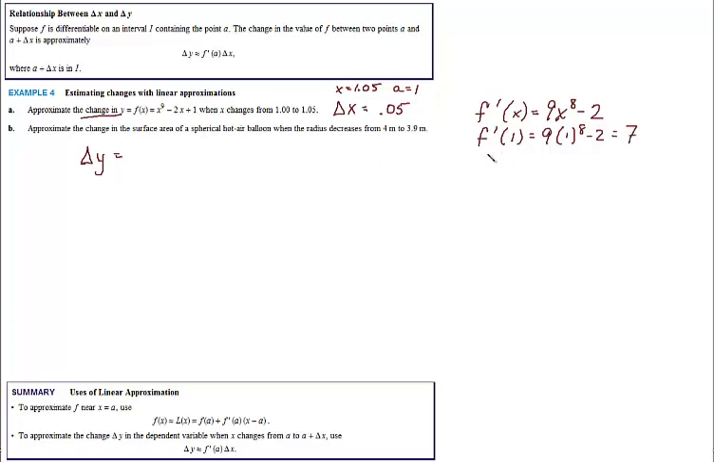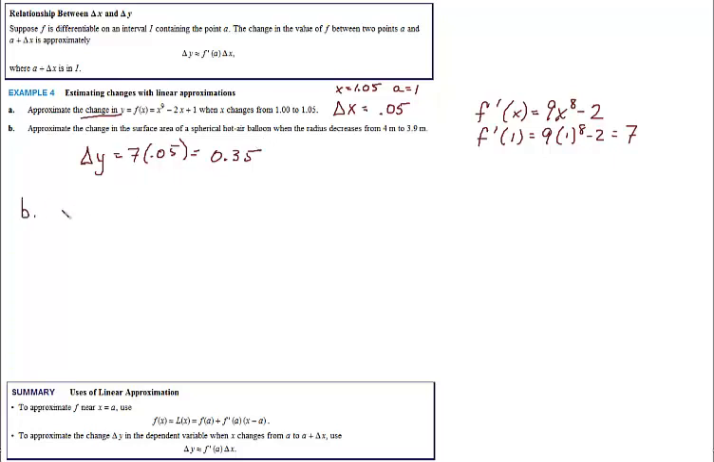That's all I'm going to need. Okay, so this is just going to be 7 times 0.05. Really? Isn't that cool? There's the change in y. For that little change in x, I got a 0.35 change in y. That's pretty neat. Change in surface area of a spherical hot air balloon. Well, I guess I'm going to have to know the surface area of a balloon.